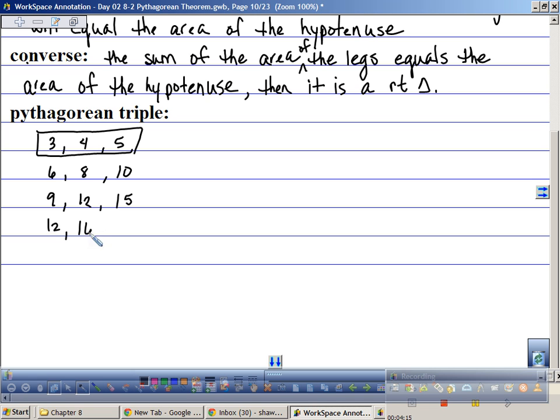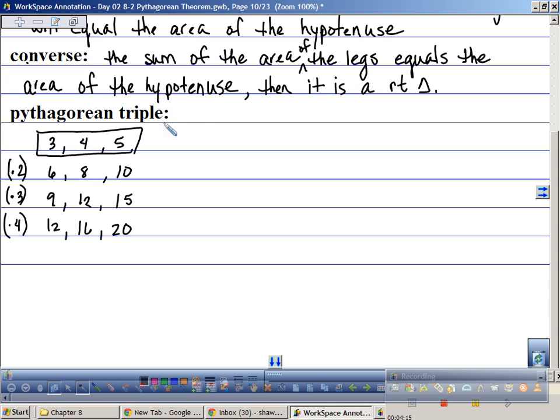What will be the next one? 12, 16, 20. No, I'm multiplying each time. I'm multiplying 3 times 2, 4 times 2, 5 times 2. Then I did 3 times 3, 4 times 3, right? This is multiplying by 2s. This is multiplying by 3s. This is multiplying by 4.